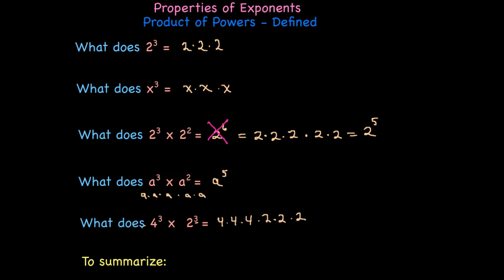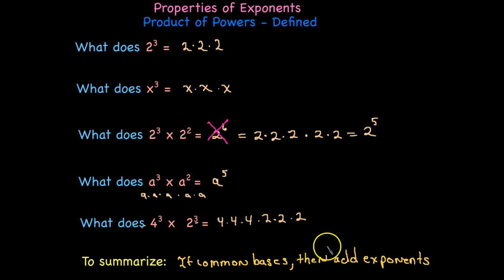Let's go ahead and summarize what we found. The product of powers rule says that if we have common bases, then we just add the exponents. We can write the formula or the rule out like this. If we have a base to the n power times the same base to the m power, we know that the answer will be whatever that base is to the n plus m power.